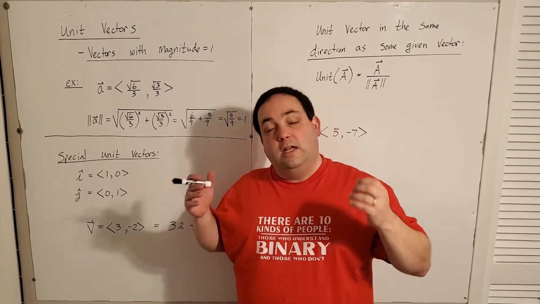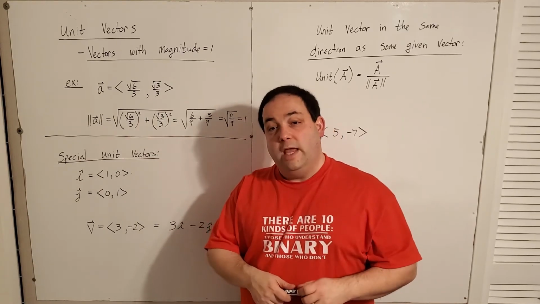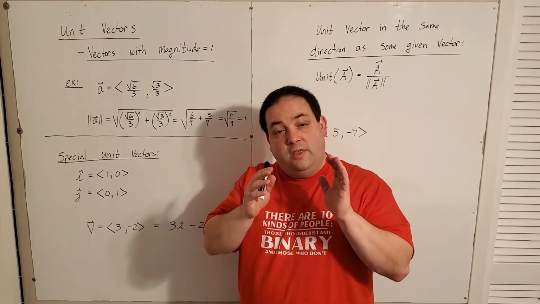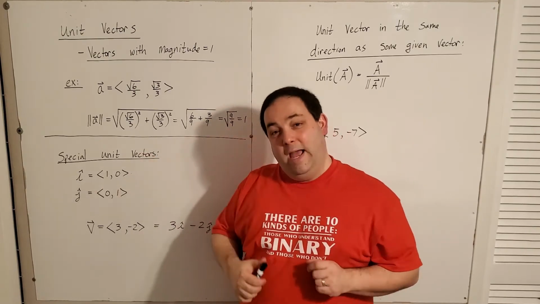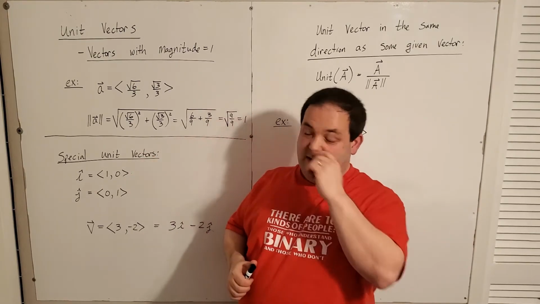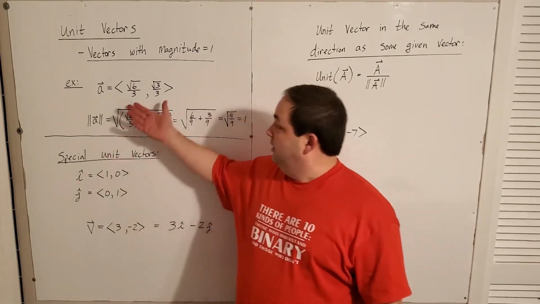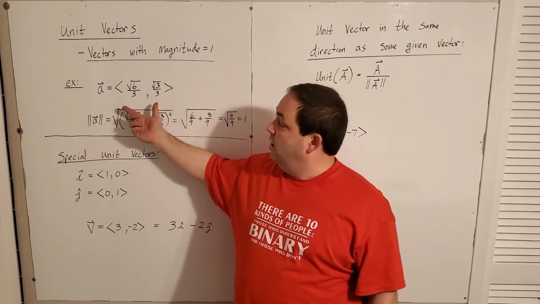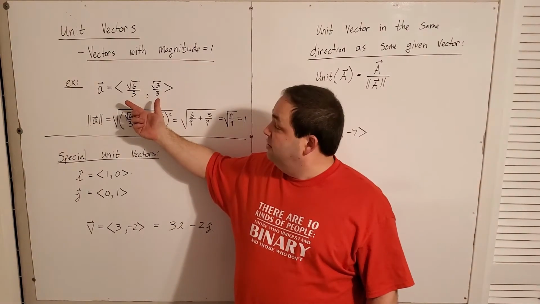You'll find that in a lot of our vector applications, unit vectors will come into play when I want to deal with directional information and leave out magnitude information. Okay, so first let's get an example of a unit vector. Here's an example. I know it looks kind of yucky with the square roots, but here's how I can tell you that it is a unit vector.